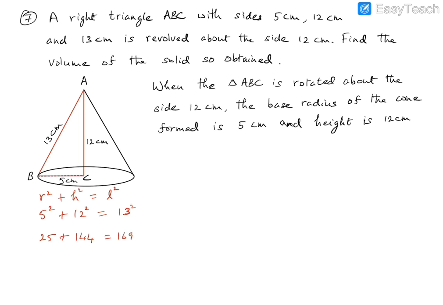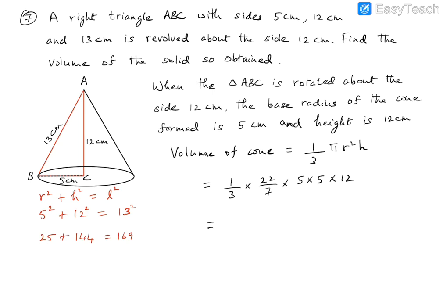So the volume formula, let's write down, volume of cone is 1 upon 3 pi r square h. So we now know all the values that we need. It's 1 upon 3, pi is 22 upon 7, and the radius of the base is 5, so it's 5 into 5, and the height of the cone is 12 centimeters. So we just need to simplify this and we will get our volume answer.